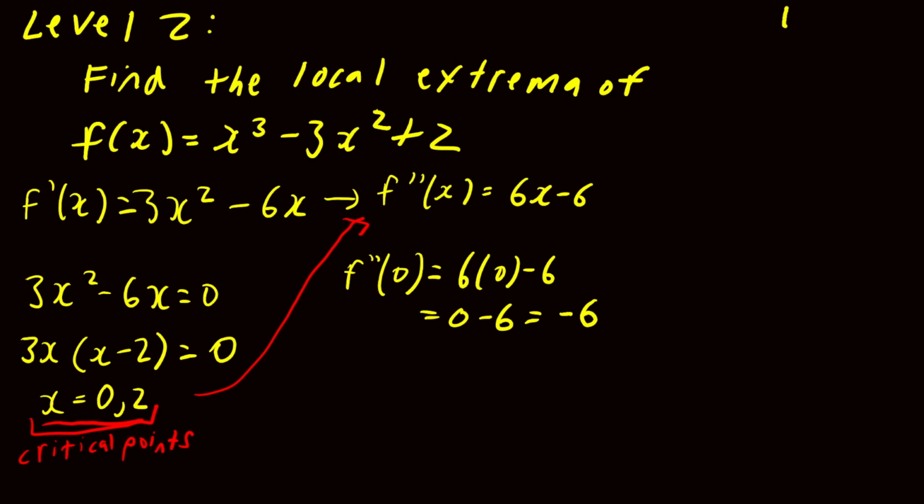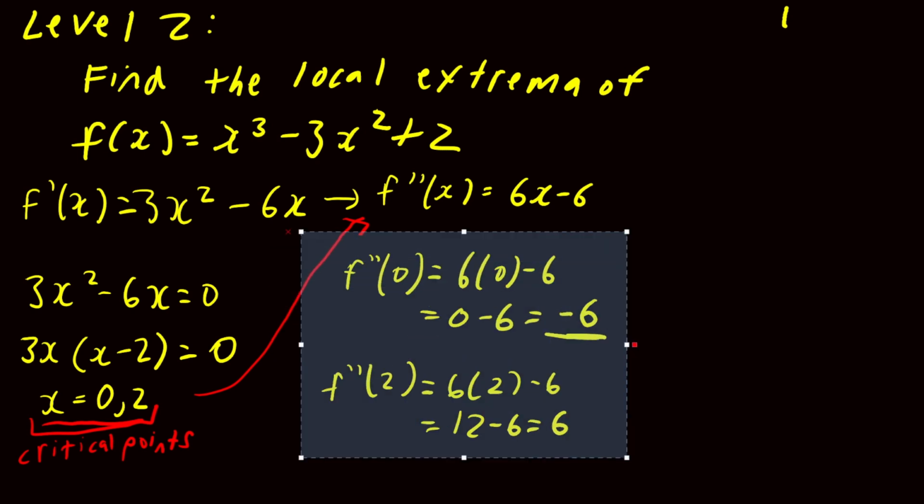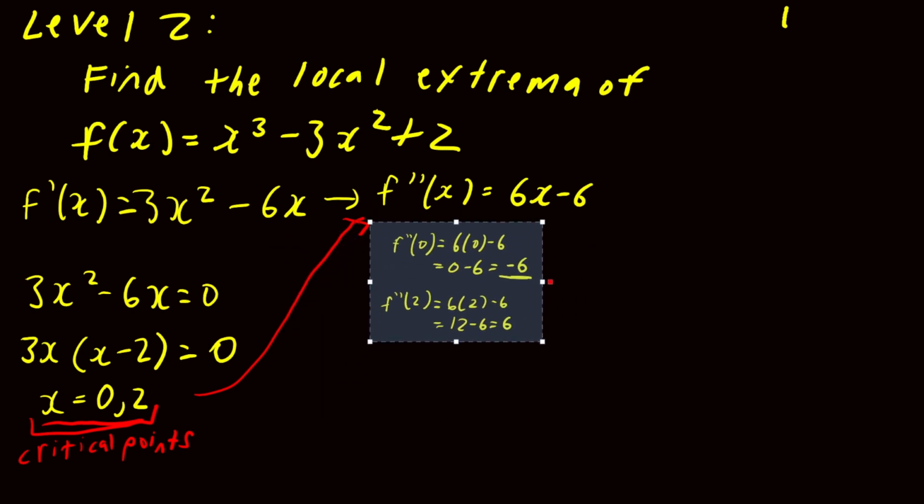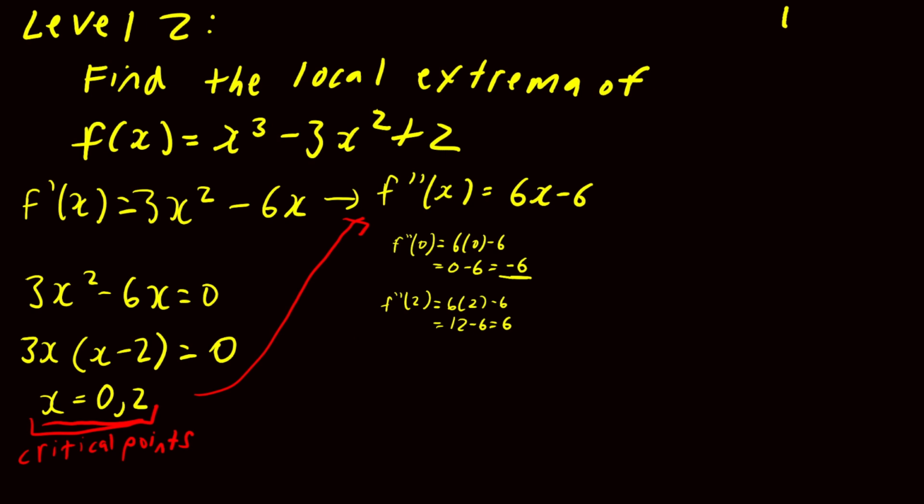Okay, and then let's do f double prime of 2, which would be 6 times 2 minus 6, which equals 12 minus 6 equals 6. So, f double prime of 0 is negative 6. Since it's negative, what does that mean? Well, let me just make this a little bit smaller so we can see better.